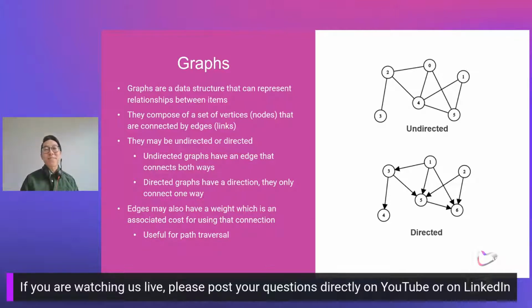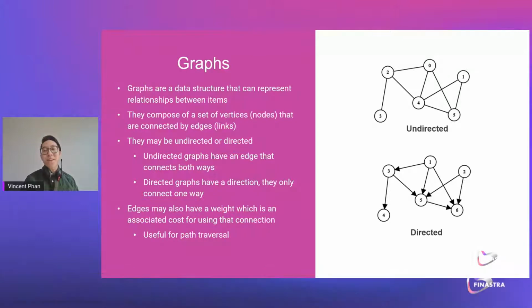They are composed of a set of vertices, or nodes, that are connected by edges, also called links. They may be undirected or directed. As you can see over here, we have an undirected graph. The links between nodes don't have arrows, which shows that you can travel between them both ways. The graph beneath it is a directed graph. You can see the node for 2 only leads to 5 and to 6, but there are no nodes that lead to 2.